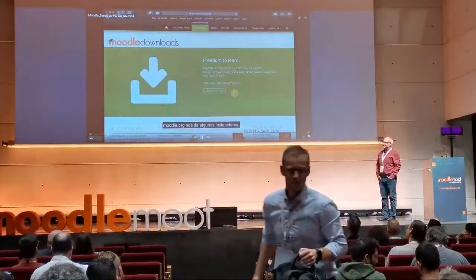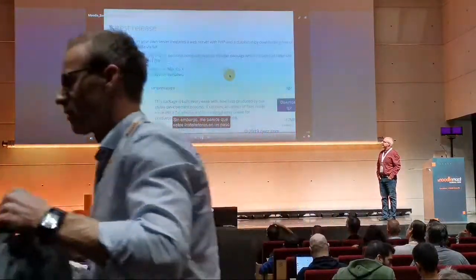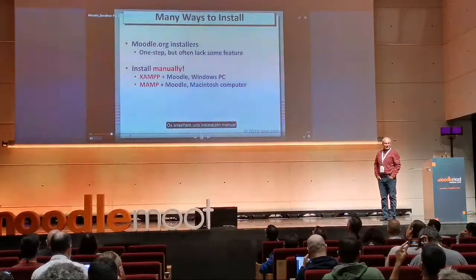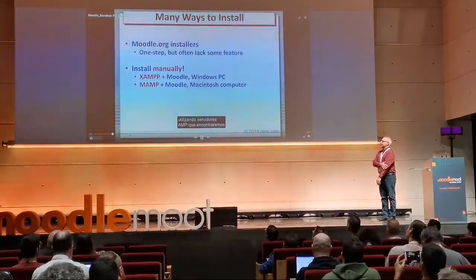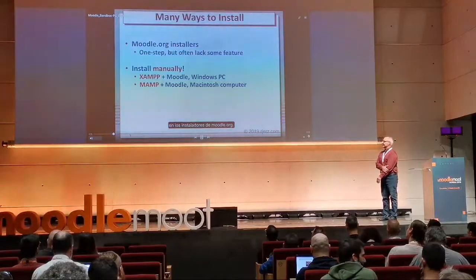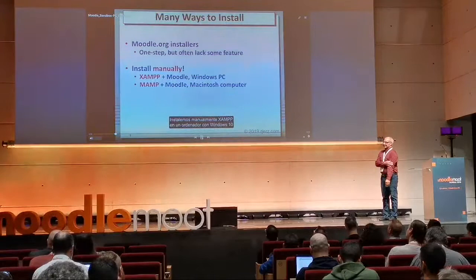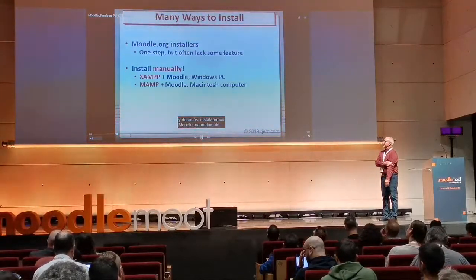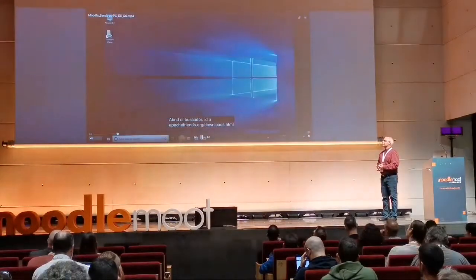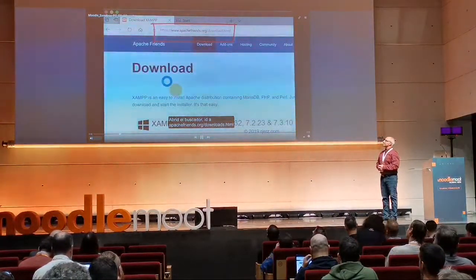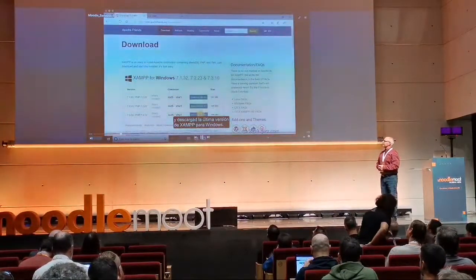There are many ways to install Moodle. Moodle.org provides some installers. However, I find these one-step installers lacking a few important features, so I will show you a manual installation using AMP servers found in these Moodle.org installers. I believe that this will be more educational. Let's manually install XAMPP on a Windows 10 PC and then manually install Moodle. Open your browser, go to apachefriends.org, downloads.html, and download the latest version of XAMPP for Windows.